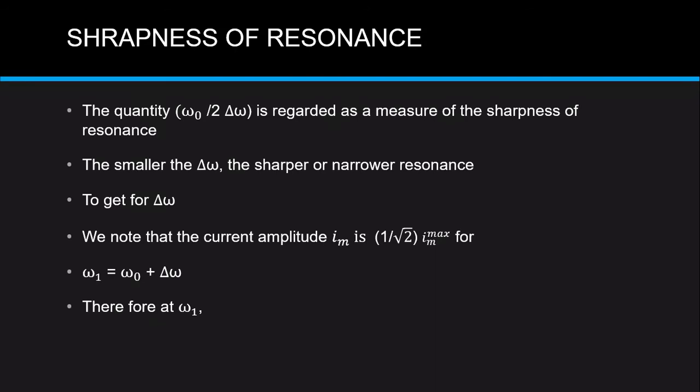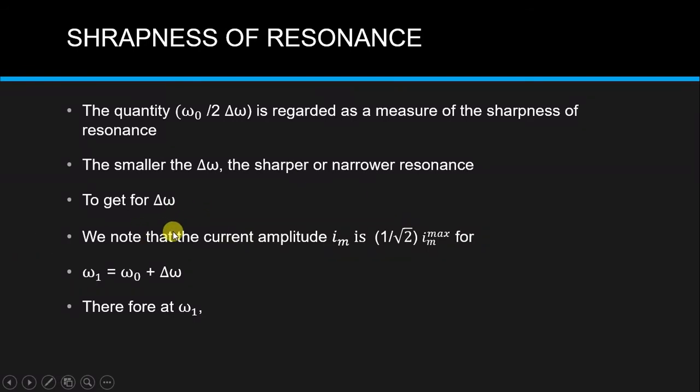The quality factor omega 0 upon 2 delta omega is regarded as the measure of the sharpness of a resonance. The smaller the delta omega, the sharper or narrower the resonance, and it will give the maximum amplitude.